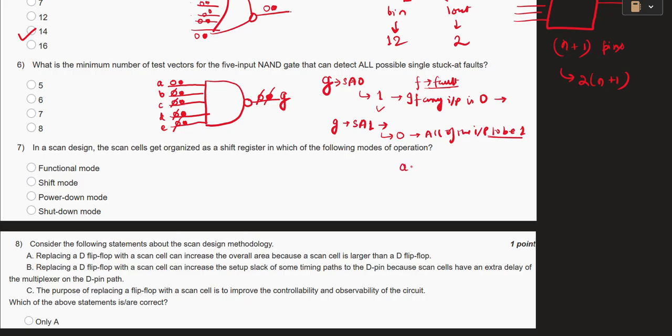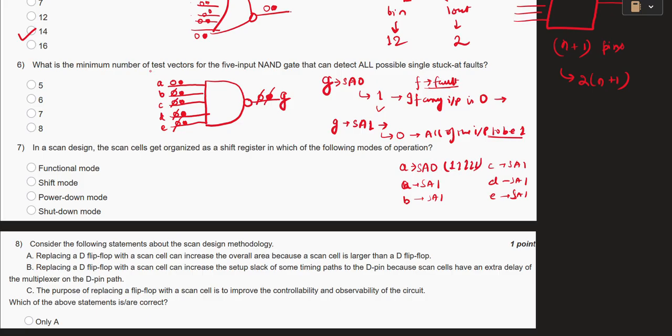Which 6 cases? A stuck at 0 and A stuck at 1, and then B stuck at 1, C stuck at 1, D stuck at 1, and E stuck at 1. Okay, so only these 6 faults are needed to cover all the possible cases. Now if A is stuck at 0, what is the test vector that we need to give here? We need to give 1 1 1 1 1 as the test vector.